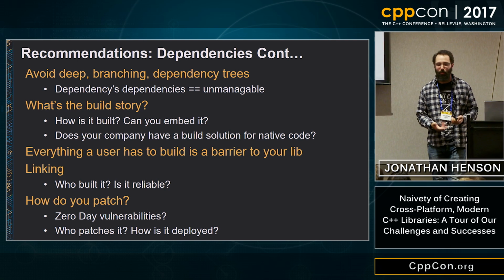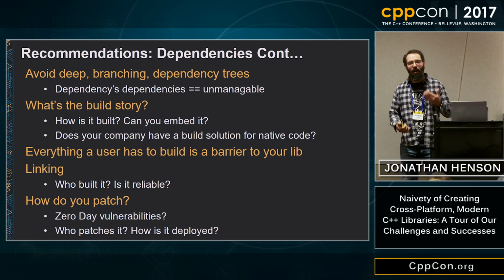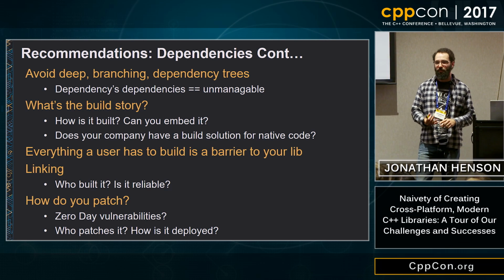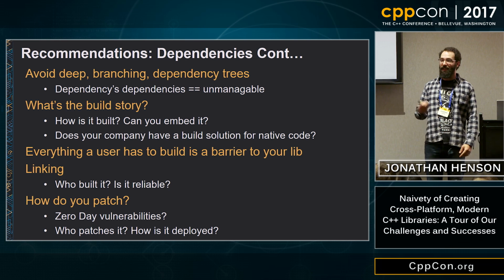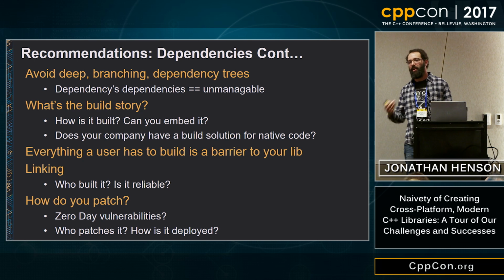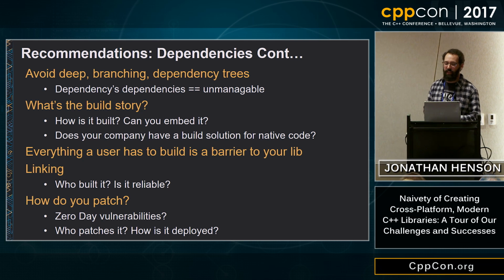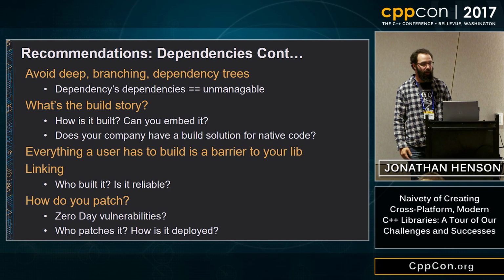libcurl is an excellent example of a beautifully written library. It's been wildly successful. But on different platforms, it links to GNU-TLS. On different platforms, it links to OpenSSL. On different platforms, it links to Darwin SSL. These things get out of hand really quickly, and it makes assumptions about your I/O model. And it gives you ways to plug in, but it's really complicated. And so deep dependency trees can be very bad for your library.